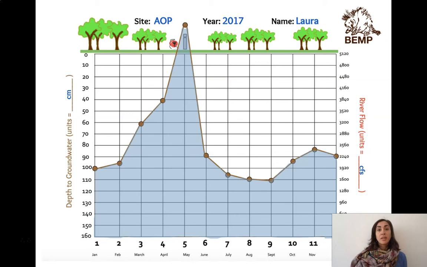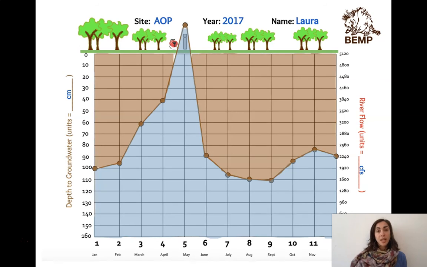We're going to do the same: color the bottom part of the graph blue to represent the groundwater area, and the top one brown to represent the unsaturated soil above the water table. Next, we're going to represent the river flow, and you can see here that the river flow follows a little more closely than in the other graph the groundwater data, which is interesting, and we'll get to that in a second.